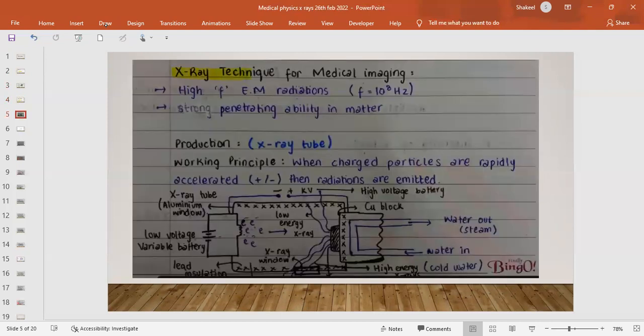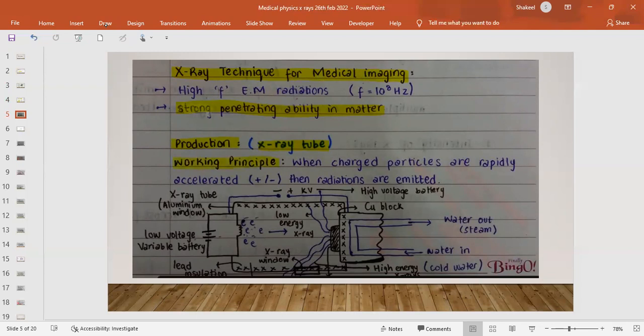First of all, we have to see how we use X-rays in medical imaging. These are high frequency radiation. They have a strong ability of penetrating matter. This is the unique thing that we focus upon. That's why we use them in medical imaging. About production, we have to look at the X-ray tube. The X-ray tube is a device that is going to produce X-rays, and these X-rays are instantly produced.